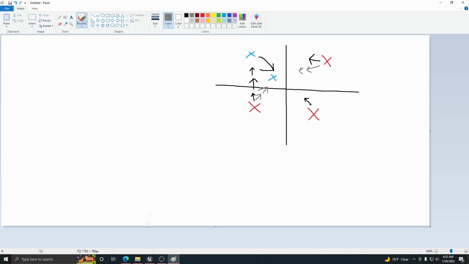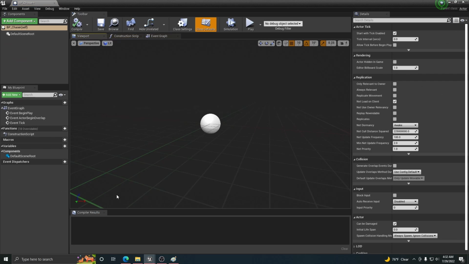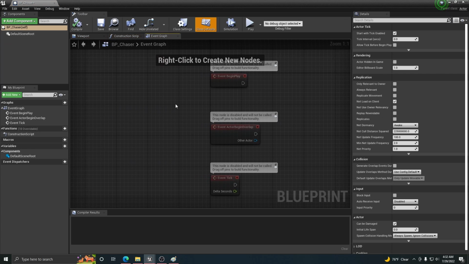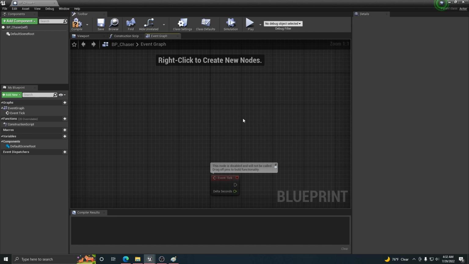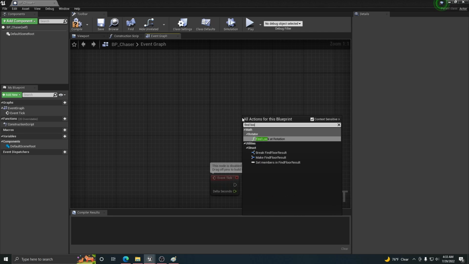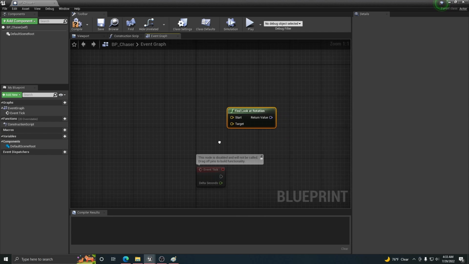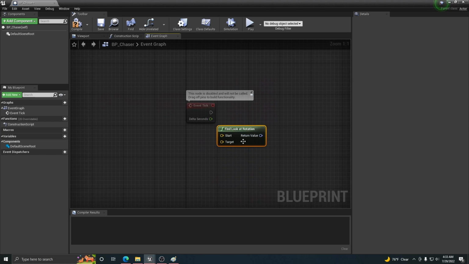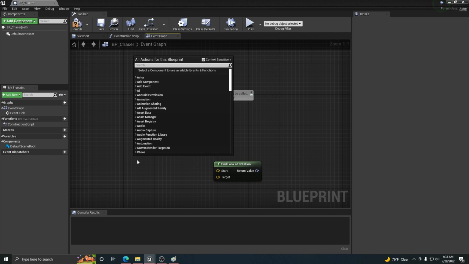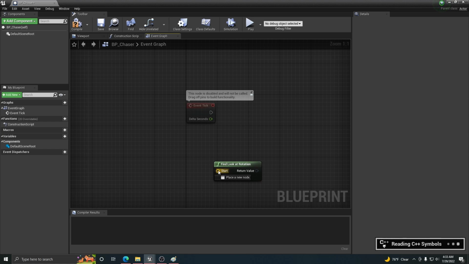So how do we make them always look at the player? Well, there's a function over here called find look at rotation. That one pretty much does what we want it to do, where they're looking at the player. For the starting location, you're gonna need the actor's location.